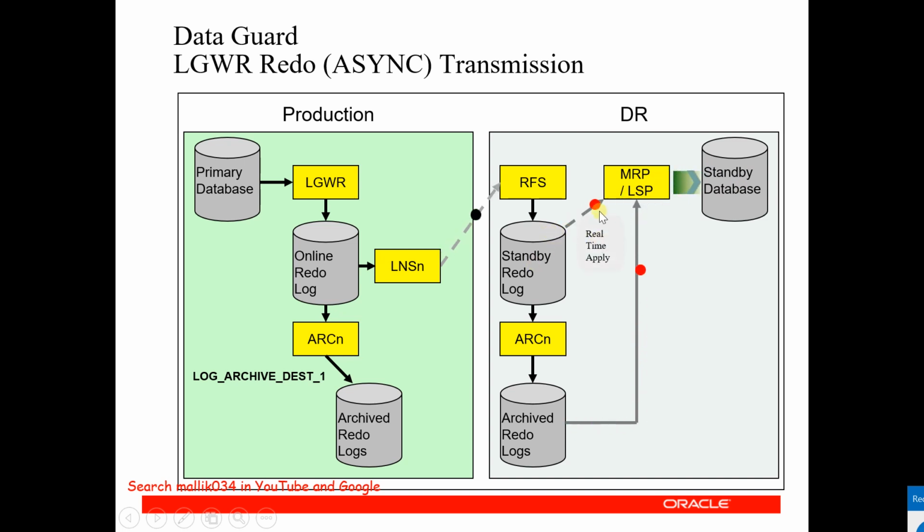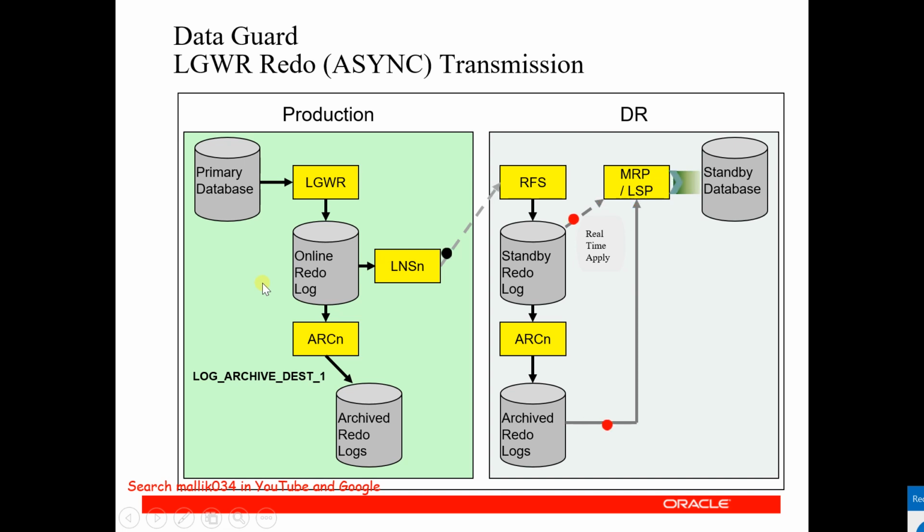This is real-time apply. Once you generate archive and then apply, it is not real-time apply. But what happens here? This is asynchronous. It means first the primary is written here. I am not worrying about the standby side, whether it writes correctly or not. But I have written at my side.